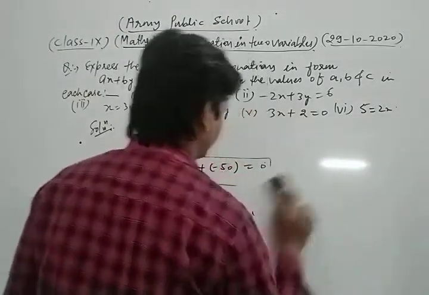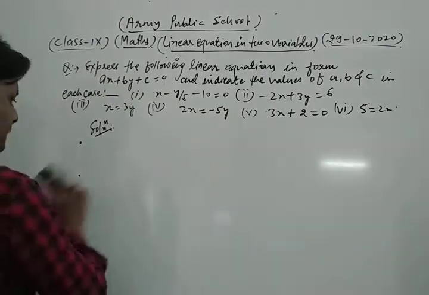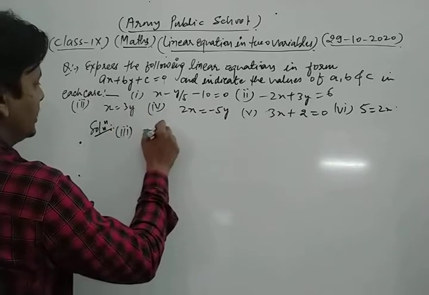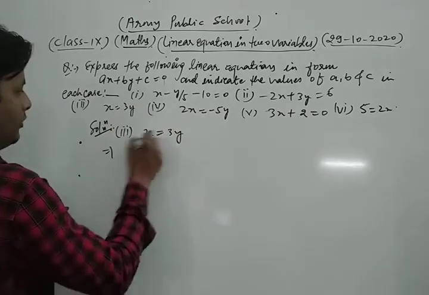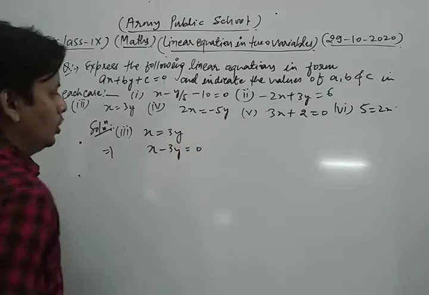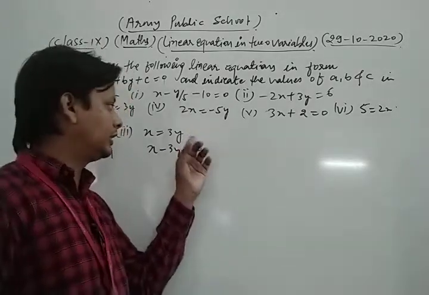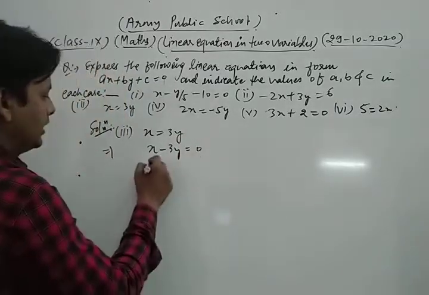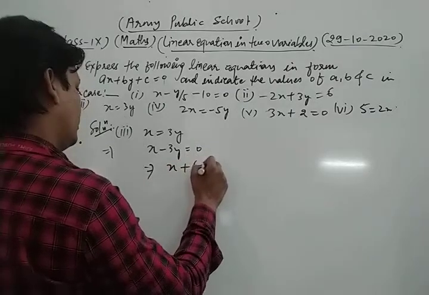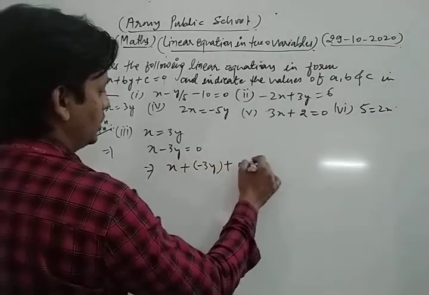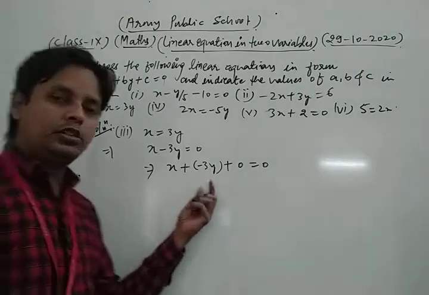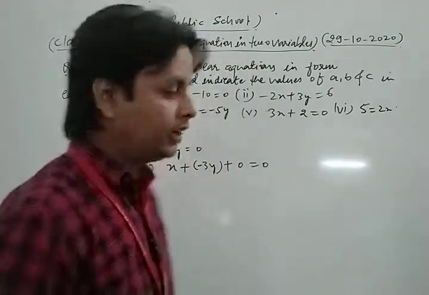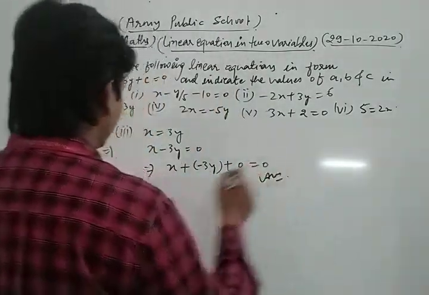Now we take the third part of this question, which is x is equal to 3y. First of all, we write x minus 3y is equal to 0. We transfer the 3y to that side, so we get x minus 3y is equal to 0. We can also write the same equation as x plus minus 3y plus 0 is equal to 0. Now this is the form ax plus by plus c is equal to 0. Thus this is our one answer.